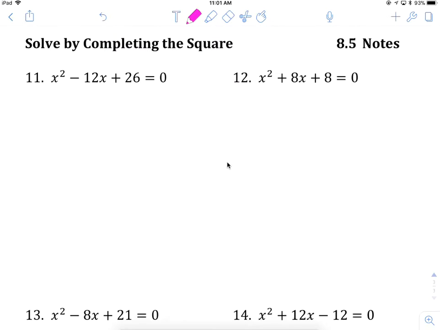Okay, so let's start with our first process. If I cut b in half, so negative 12 in half is negative 6, and square that, do I get c, the 26? No. So we're going to go ahead and copy that down. We're moving our 26 to the other side, and when I do that, it becomes negative 26, and I fill in my blank on the other side.